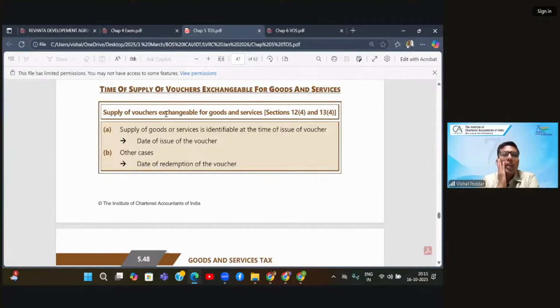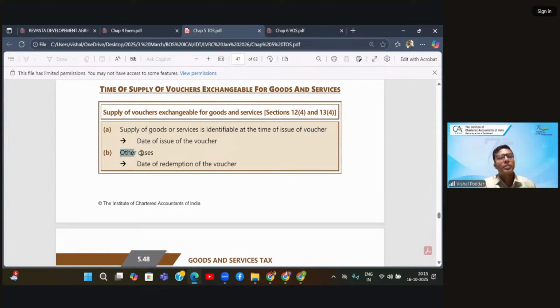This is the time of supply where it is a specific voucher. What is a specific voucher? They are defining it over here as where the supply of goods or services is identifiable today. What is today? Today is the date of issue of the voucher. In that case, today, that is the date of issue of the voucher, is the time of supply.